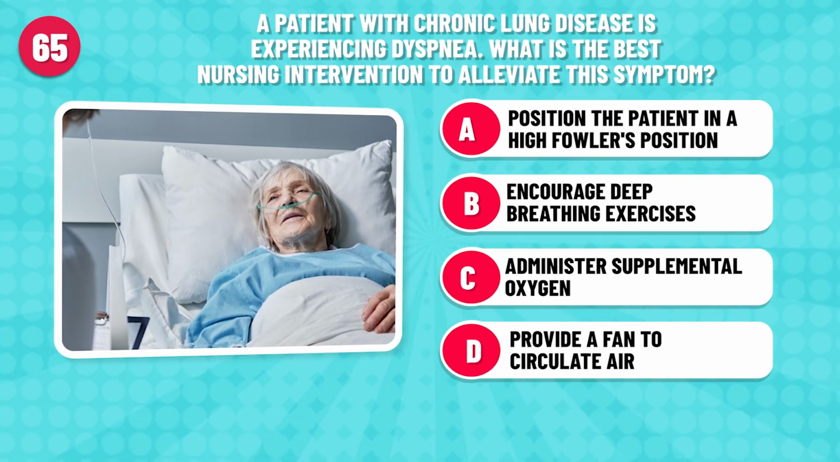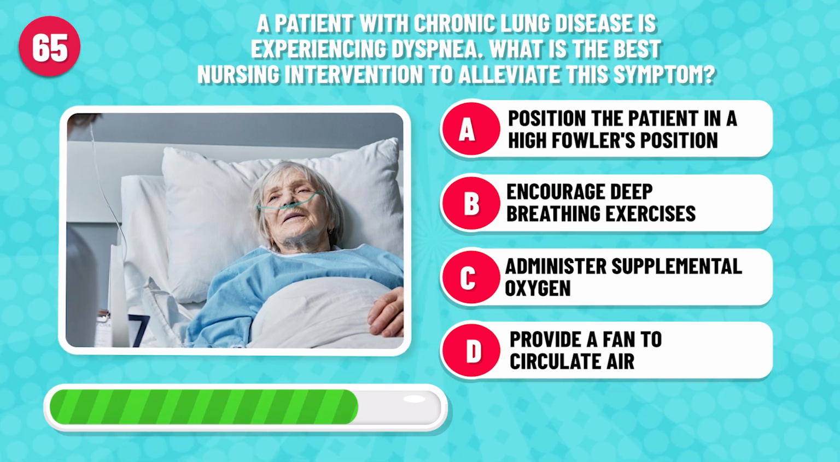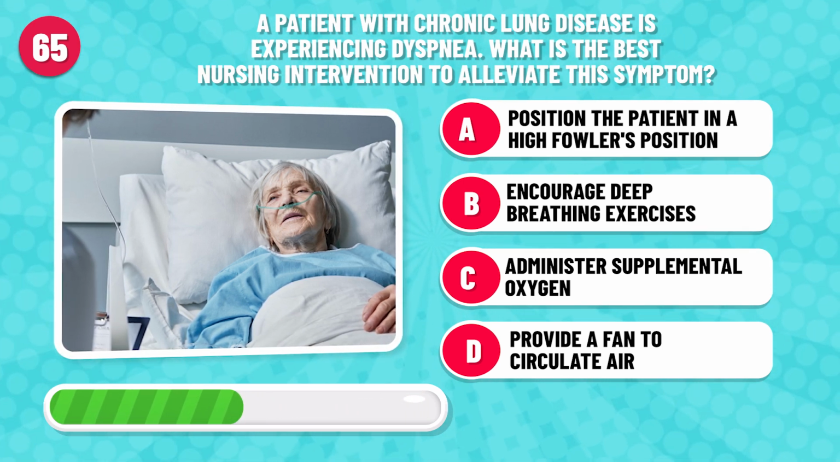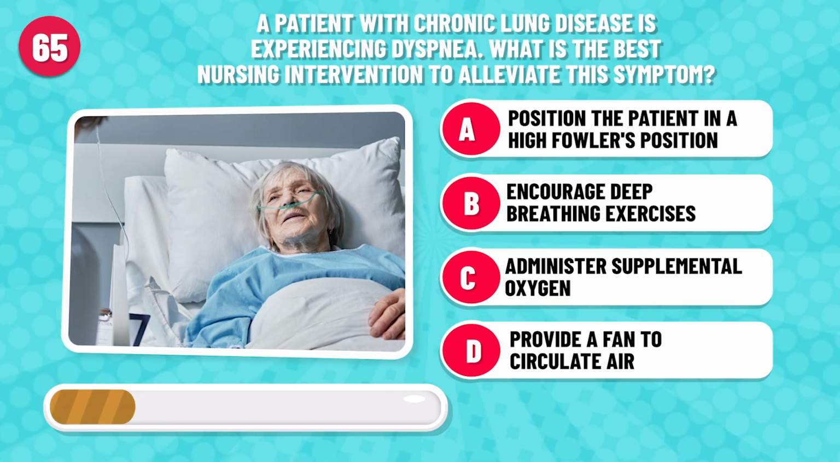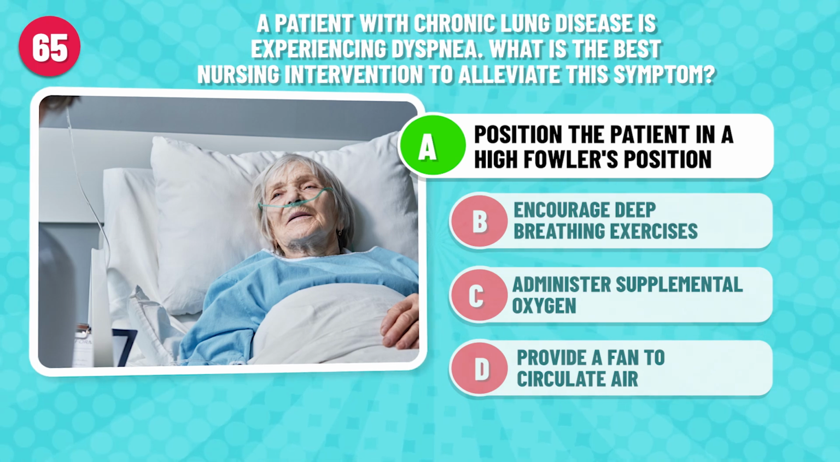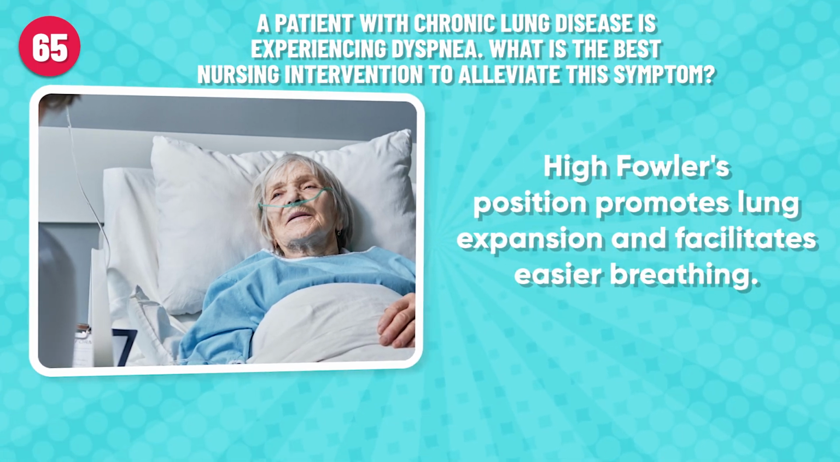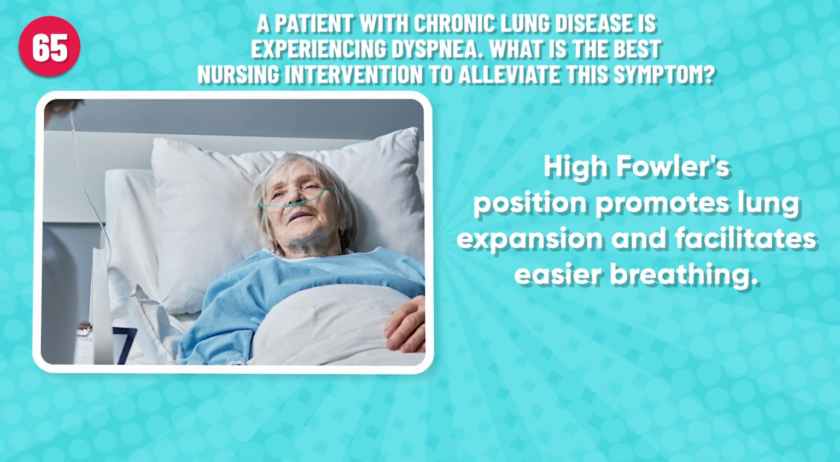A patient with chronic lung disease is experiencing dyspnea. What is the best nursing intervention to alleviate this symptom? It's A. Position the patient in a high Fowler's position. High Fowler's position promotes lung expansion and facilitates easier breathing.